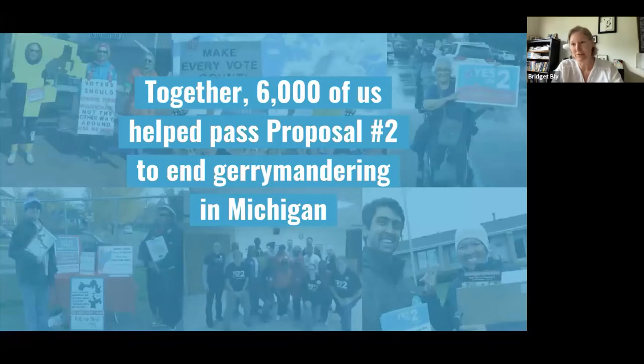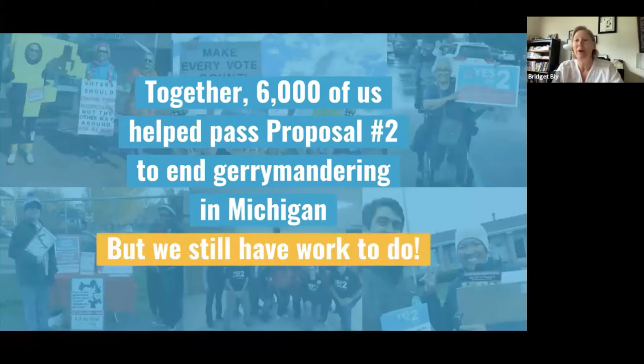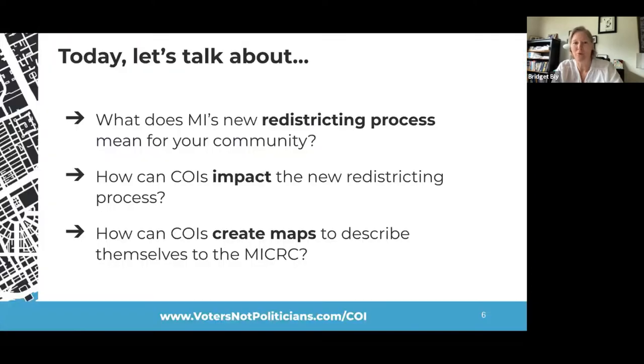VNP led the fight in 2018 to replace partisan gerrymandering with the Independent Citizens Redistricting Commission. We collected 425,000 signatures. We engaged 6,000 volunteers to do that. And we triumphed first in the Michigan Supreme Court and then at the ballot box in 2018. But we still have work to do. What we're working on now is to help communities contribute to the redistricting process that we all worked for.